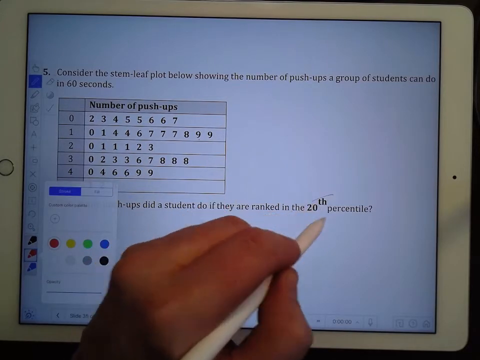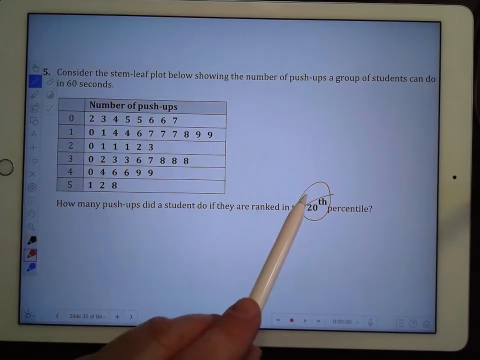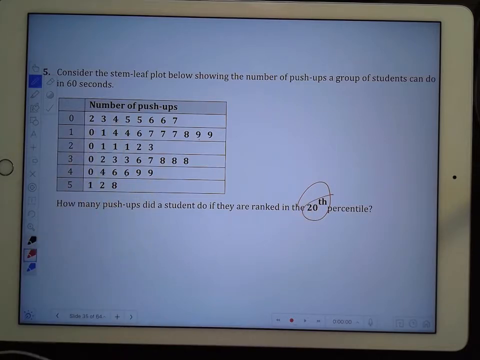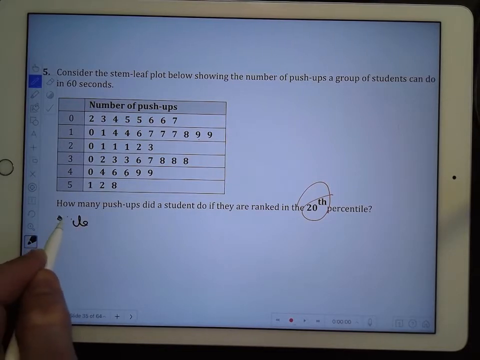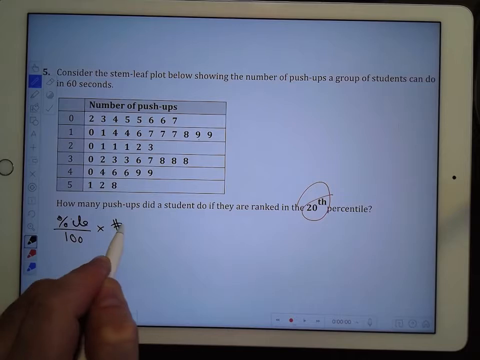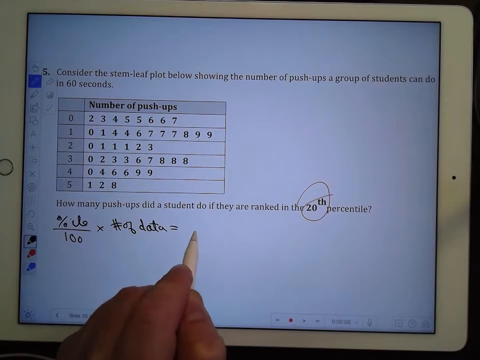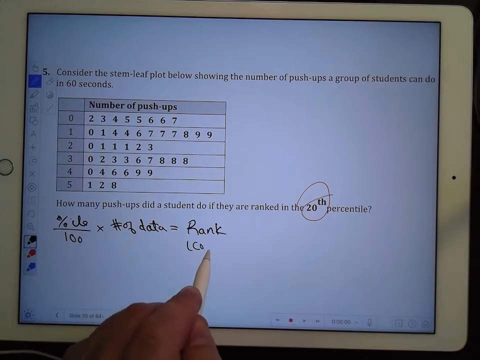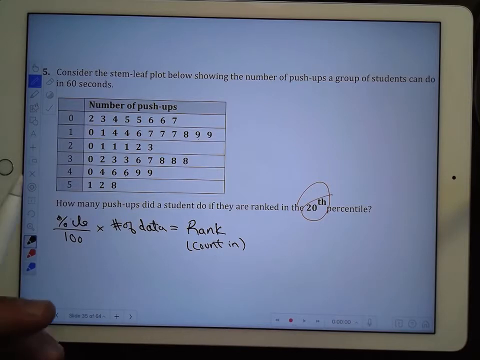And so I want to know, if you're in that 20th percentile, which kid are you from this distribution? You've been able to outperform or tie 20% of this population. And so the method that we do it is exactly the same. Once you know that percentile from the question itself, we're going to divide that by 100, multiply that by the total number of data, and that number that we get will be the rank that we're looking for. That's what we're going to count in order to find in our distribution.